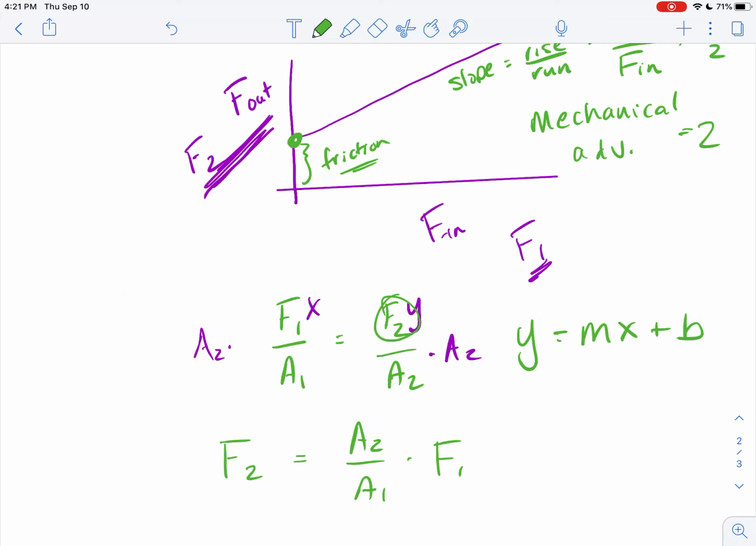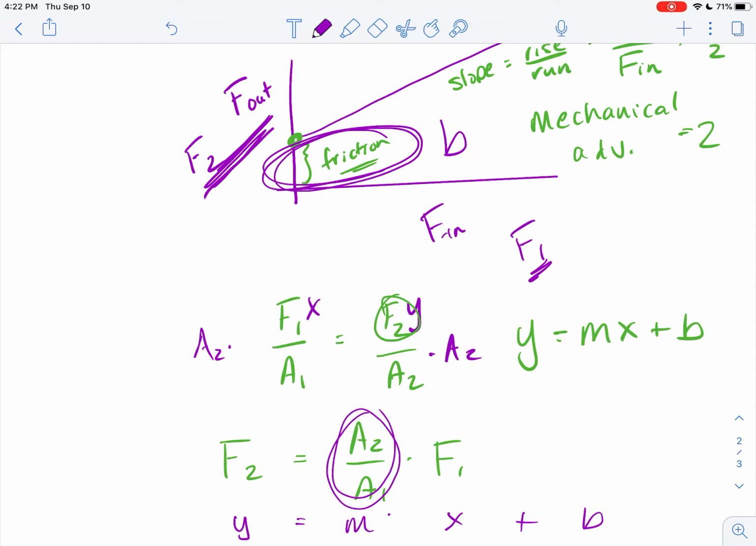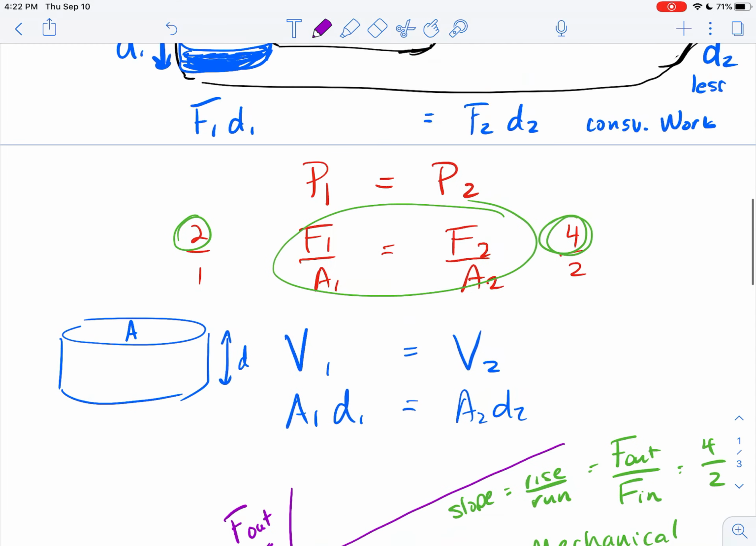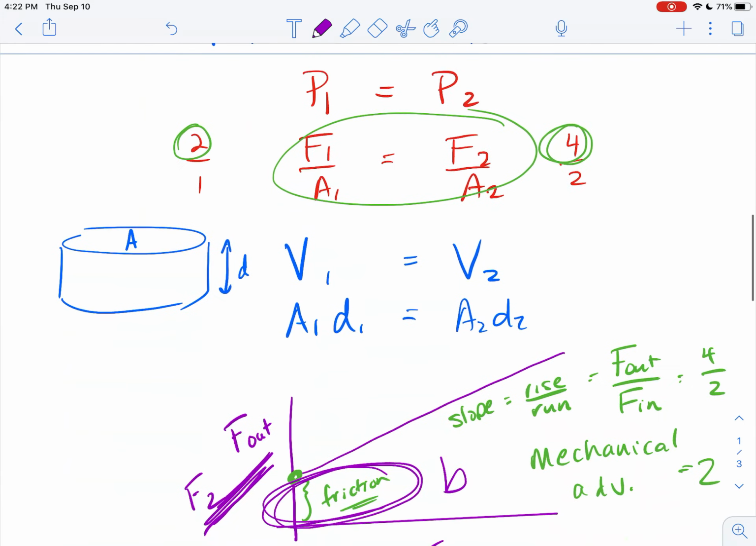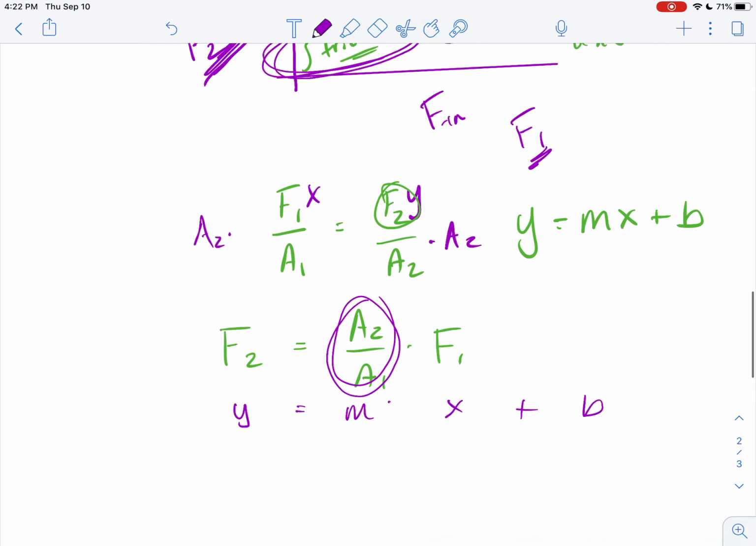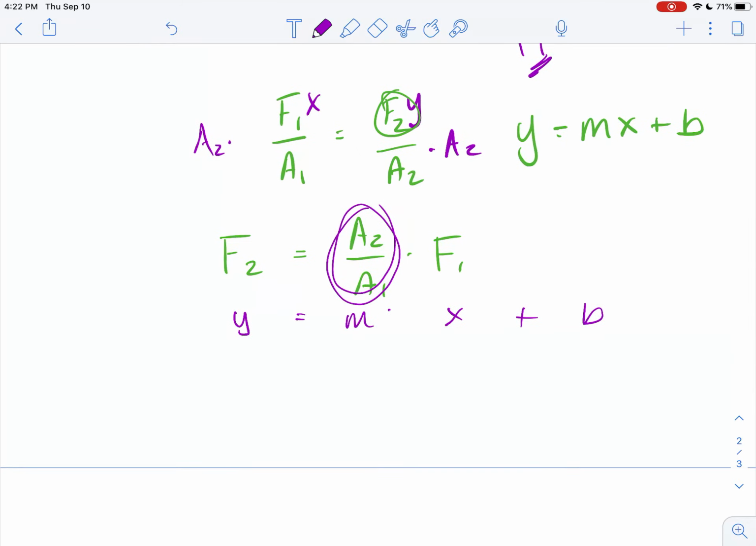And the point of the lab is for you to think about, what does the slope mean? And again, we've got y equals mx plus b. Here's your y-intercept, b. And look what the slope represents. The slope represents this ratio of areas, the ratio of areas of the two pistons. And that's something you should be able to determine in the lab. So I'll be curious to see how this turns out and if it works.